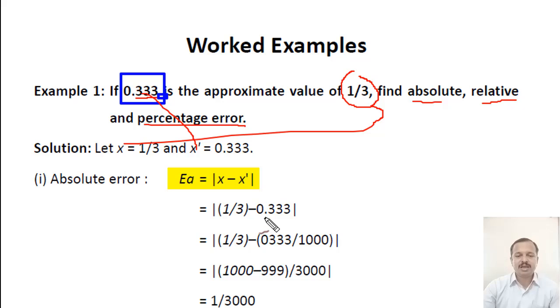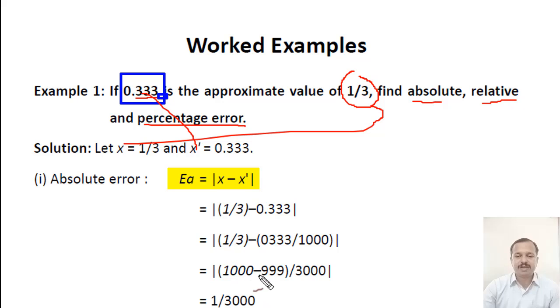0.333 we can write as 333 divided by 1000. This all of us know right from our primary school. For this point we write 1, and after that there are 3 digits after the decimal point, so we write 3 zeros. At the denominator we write 1000, and in the numerator we write the number without any decimal point, so the number will be 333 divided by 1000. This is the value of x dash after simplification, and here 1 by 3 as it is.